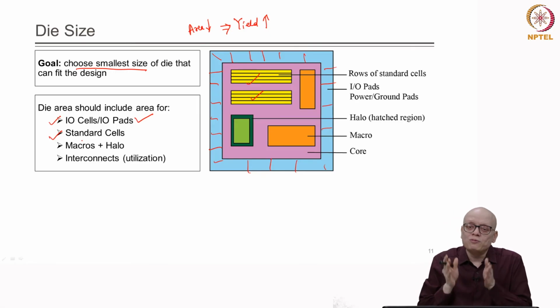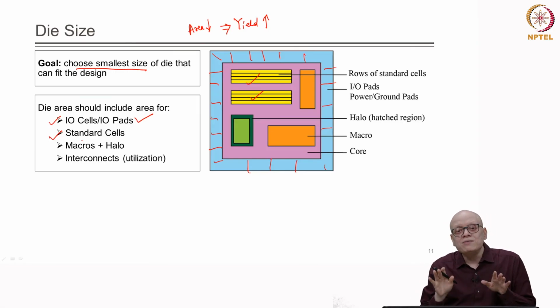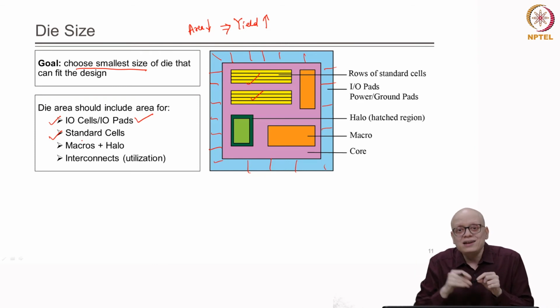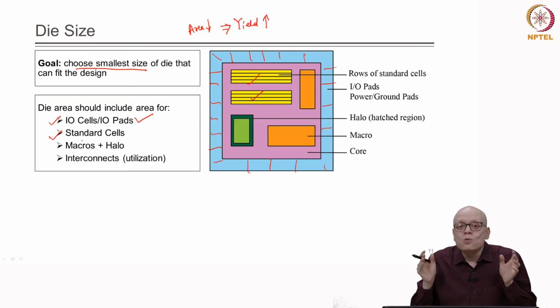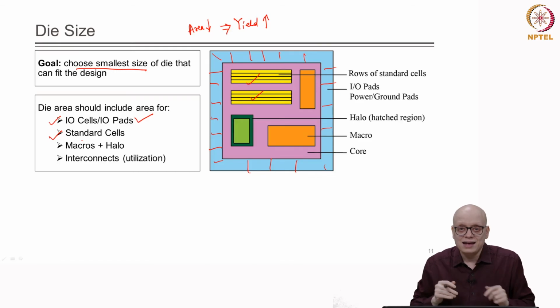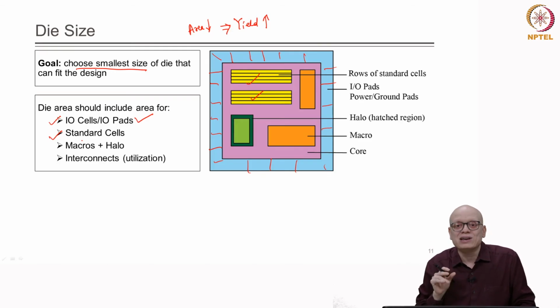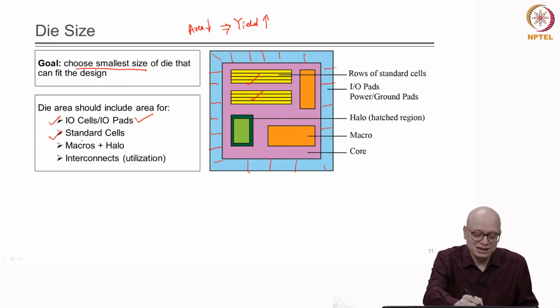When we are doing floor planning, by that time we have already got the net list. From the net list and using the technology library, we can get the total area of the standard cells, and that will give us at least how much space we must allocate for the standard cells, right.